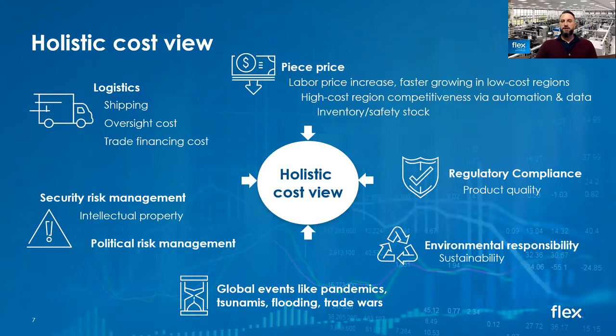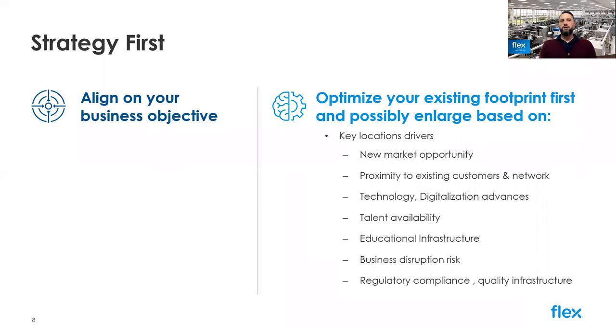Taking all these inputs, you need to define your strategy. You need to align your business objectives, and when you are in this process, you go for optimizing your existing footprint first, and then really think about how you can enlarge it. And when you enlarge it, think about the key location drivers. We touched base on new market opportunities, so really where is the growth most likely coming from? Really how close you are to the customers, but as well to the customers' network is also important.